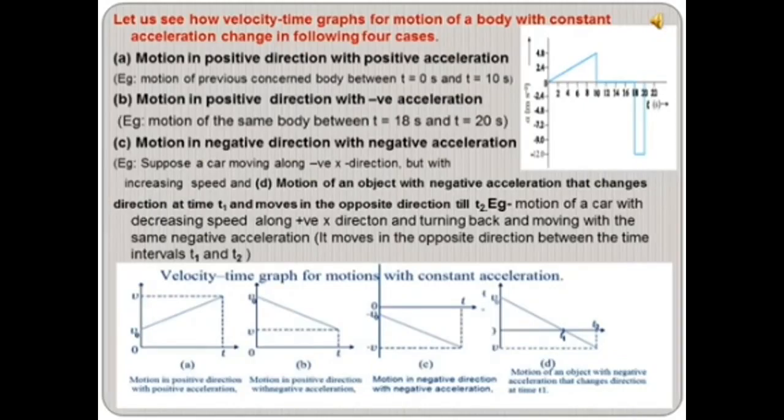When it moves along the positive x direction, it has decreased its speed. After the time t1, its direction has changed but it continued to move with the same acceleration, that is, negative acceleration, which is shown in figure D.